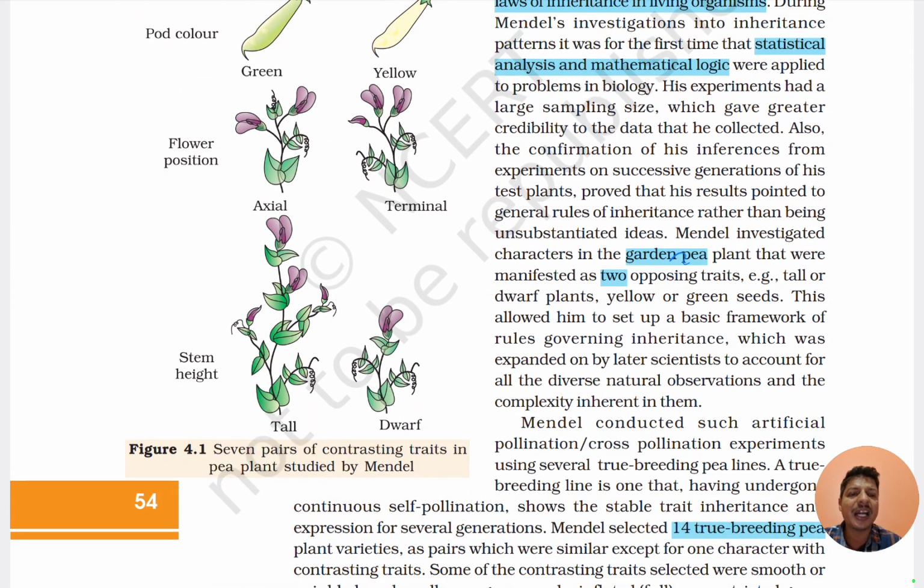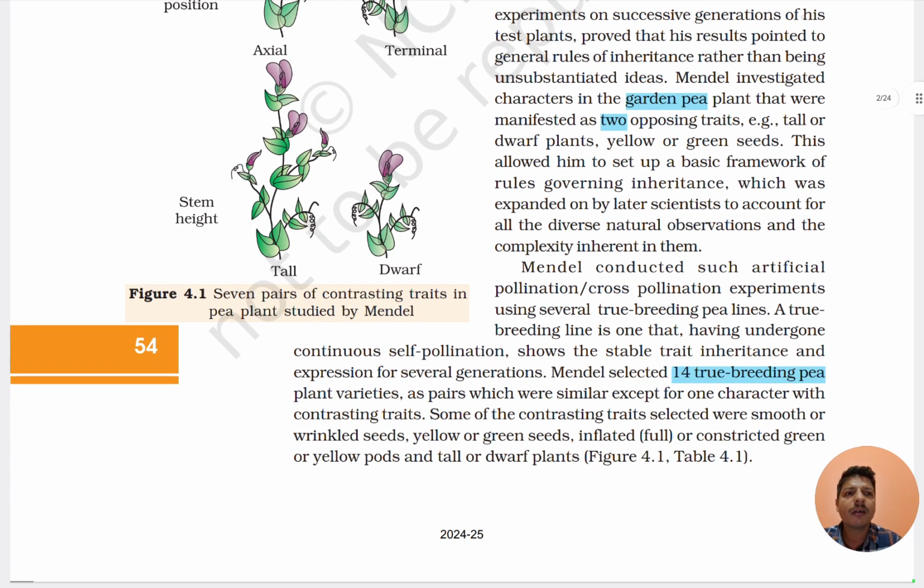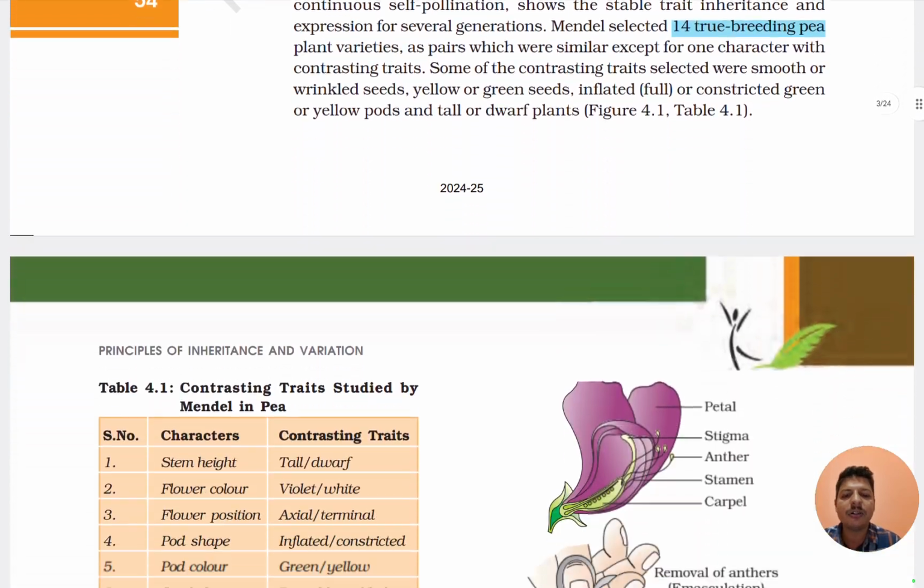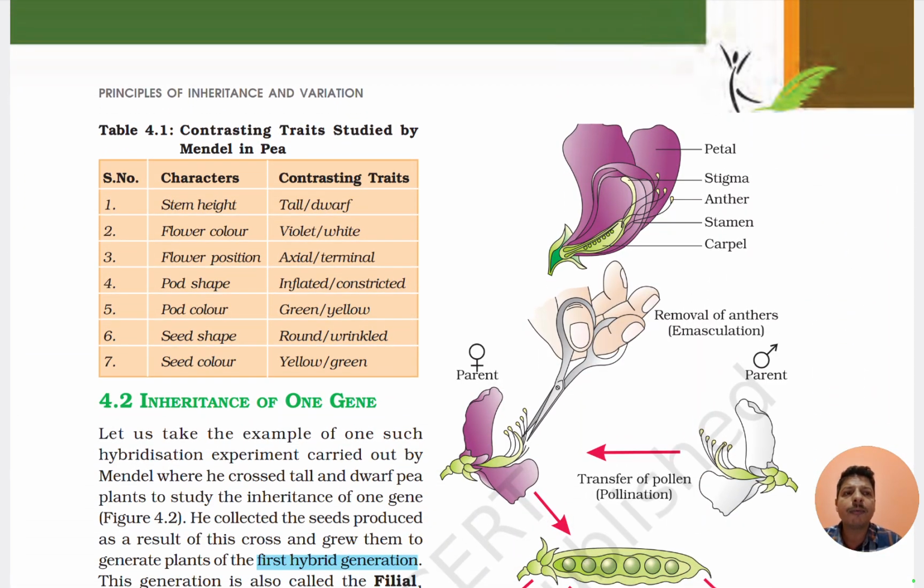Then Mendel chose garden pea plants that manifested two opposite traits, tall and dwarf plants, and yellow and green seeds. With this, Mendel also found out that the pea plant has 14 true breeding plant varieties. You have already seen, and it is also mentioned here, the 14 traits: stem height, tall and dwarf; flower color, violet and white; flower position, axial and terminal; pod shape, inflated and constricted; pod color, green and yellow; seed shape, round and wrinkled; and seed color, yellow and green.